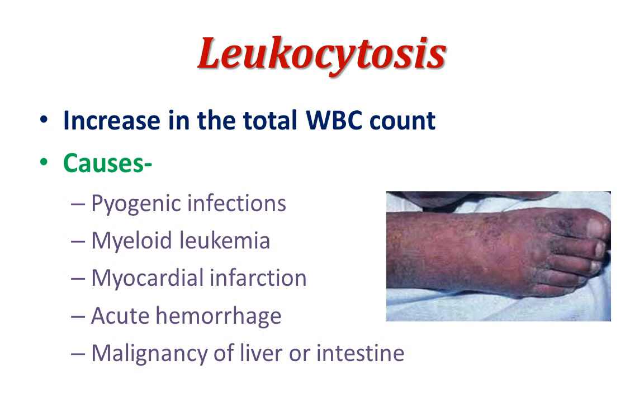It is not alarming for any type of disease, but it indicates that you are suffering from certain types of infection. The increase in the total number of WBC may be because of pyogenic infection, myeloid leukemia, myocardial infarction, acute hemorrhage, or malignancy of liver or intestine. It is actually an indication of whether you are suffering from infections or not.